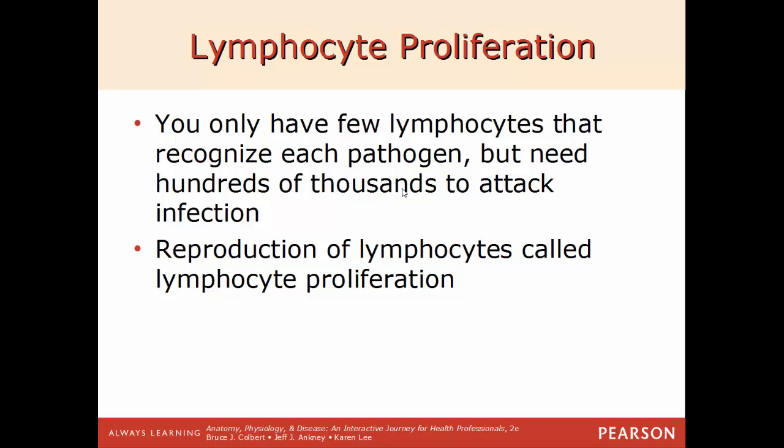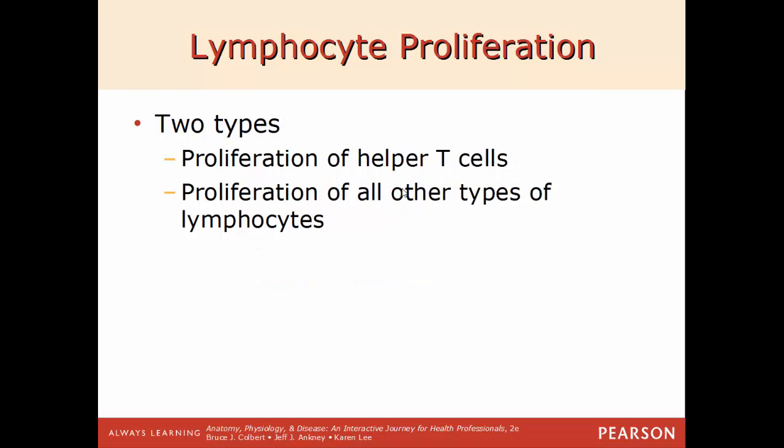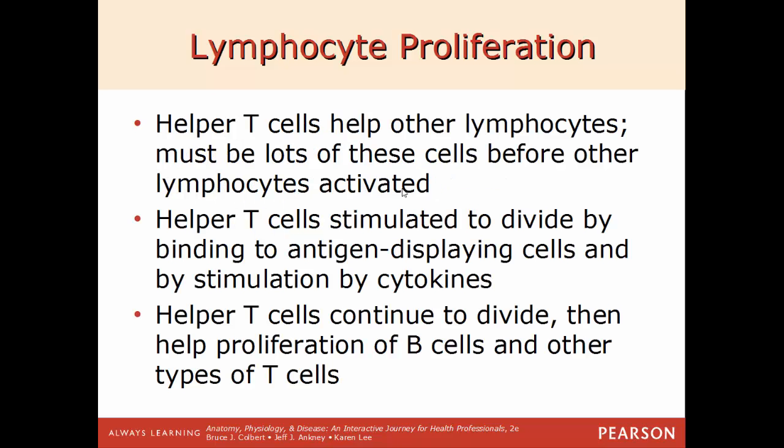Right now we'll talk about lymphocyte proliferation. You only have a few lymphocytes that can recognize each pathogen, but you need hundreds of thousands to attack an infection. So the reproduction of a lymphocyte is called lymphocyte proliferation. There are two types: proliferation of helper T cells and the proliferation of other types of lymphocytes. Now, the helper T cells are probably the most important cell in your immune system, because this will activate a large portion of your adaptive immune system. So there must be a large number of these helper T cells present before they can activate other lymphocytes.